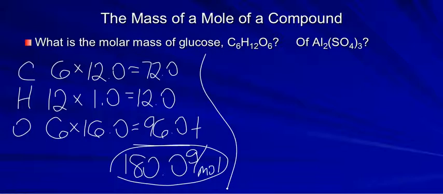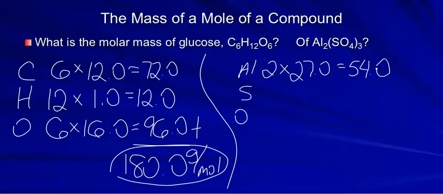I'm going to skip PCl3. I'm going to go to Al2(SO4)3. You can do it the same way. Aluminum, sulfur, oxygen. Those are the 3 elements. I have 2 aluminum times the molar mass of aluminum, which is 27.0. So 54. Sulfur. 3 sulfur, because we multiply through the parentheses, times the molar mass of sulfur rounded to 1 decimal place is 32.1.